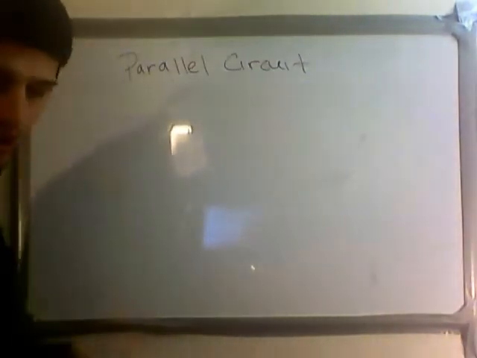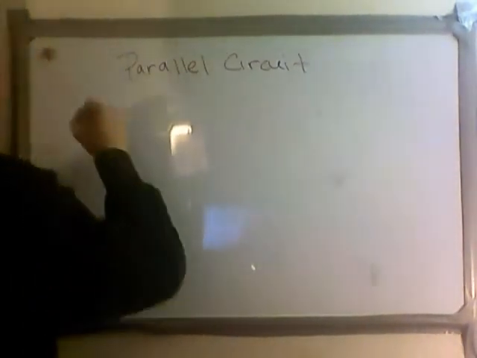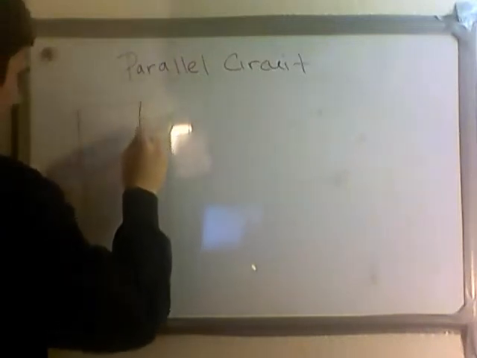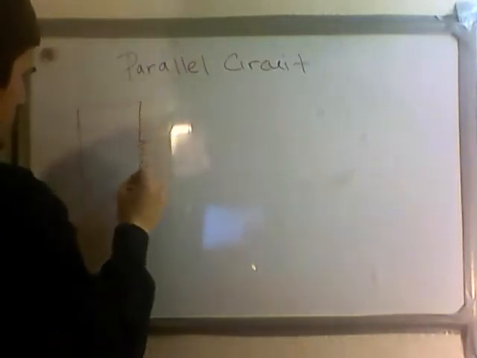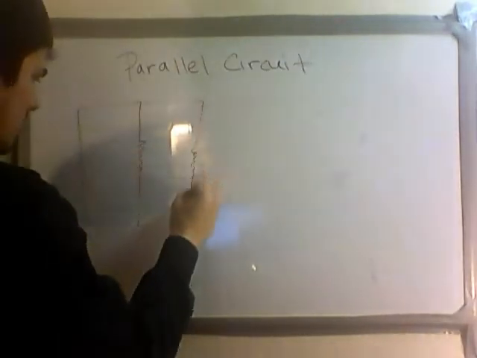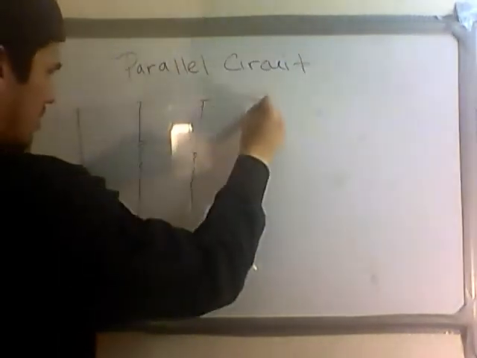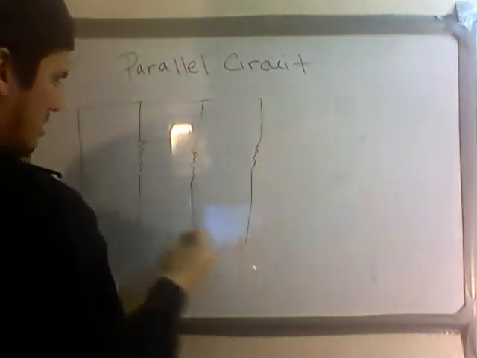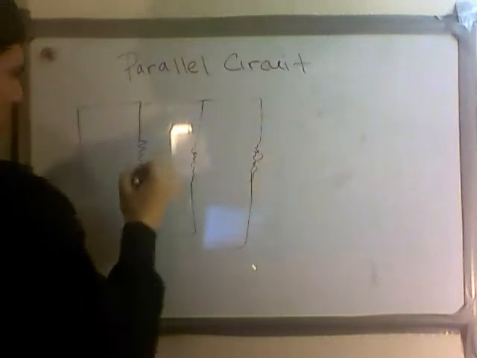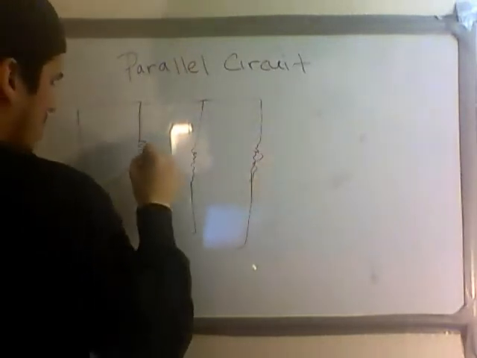So I'm going to draw the circuit real quick just to show you what's going on here. This is the parallel circuit, and it's got lines coming down like that. Here's a load. You've got another line, another load, and another line and a load coming down like that. So there are 3 loads in this parallel circuit, and I'm going to say this is 10 ohms.